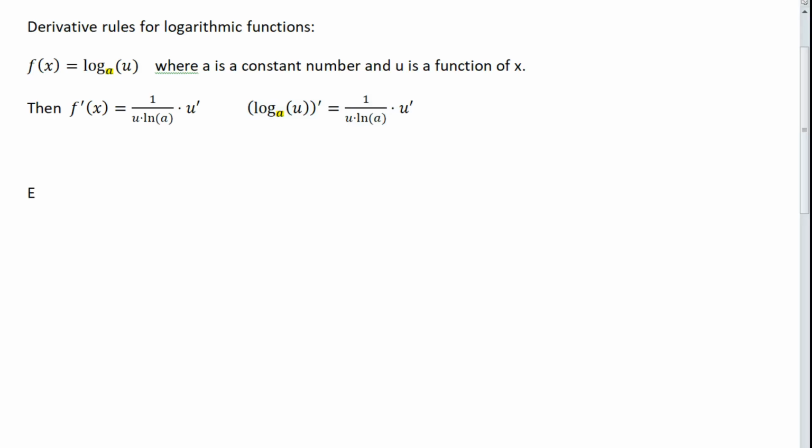Now let us look at an example. So if you have, let's say, 3 times log base 2 of x squared plus 3x plus 3. Let's just evaluate this, all of this prime. Well, then the constant number here, you can just take it out of the prime, so it will be 3 times log base 2 of x squared plus 3, all of this prime.